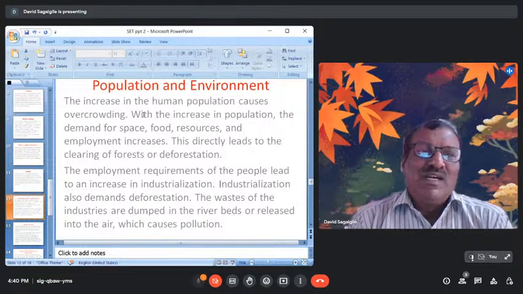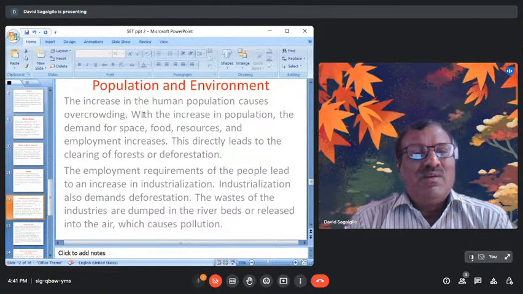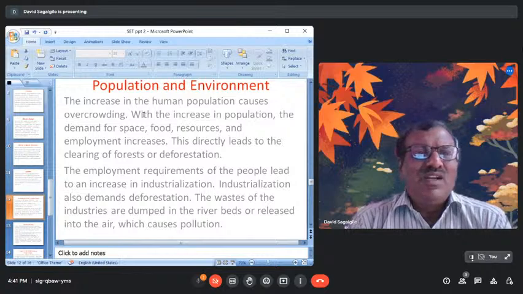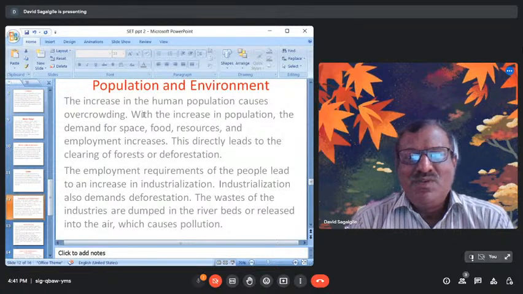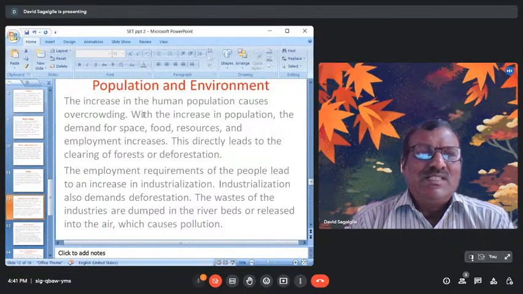Because employment is also required, more and more job opportunities have to be created. For this, more and more industries have to be built for these people. This directly leads to the clearing of forest, or deforestation. So what does population growth directly lead to? What is the ultimate impact of overpopulation? It leads to the destruction of forest, or to the cutting down of the forest.